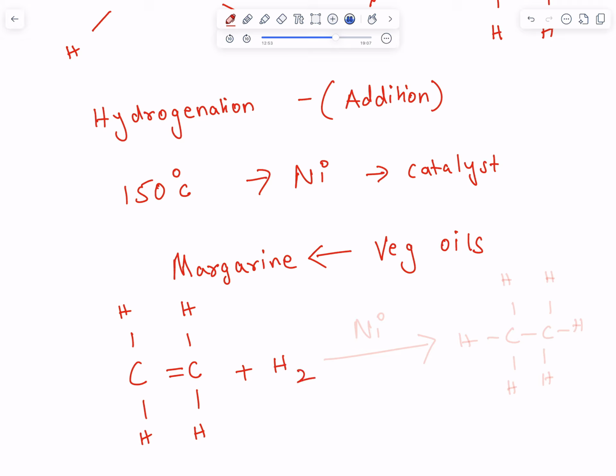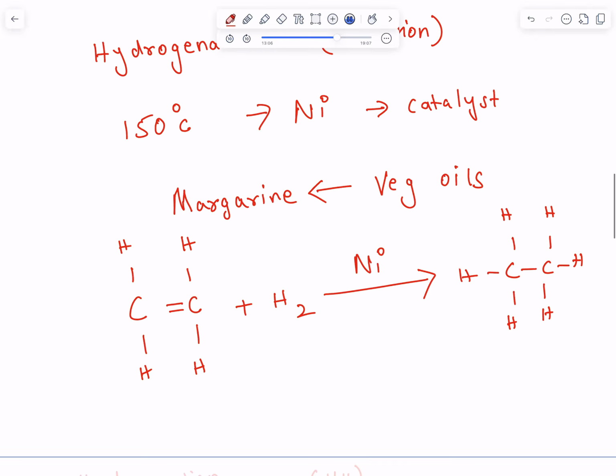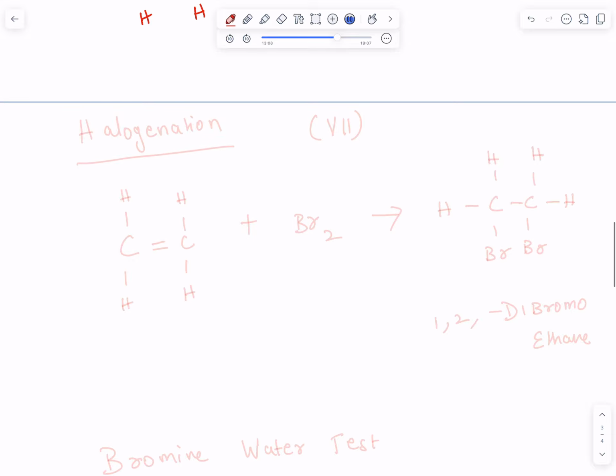I'm adding hydrogen in presence of nickel as a catalyst, and as a result, I am forming ethane. And I hope it's all clear. From here, we are moving on to halogenation.